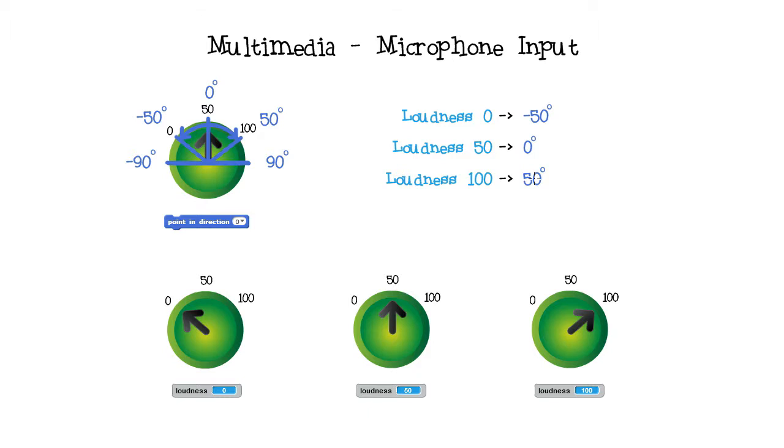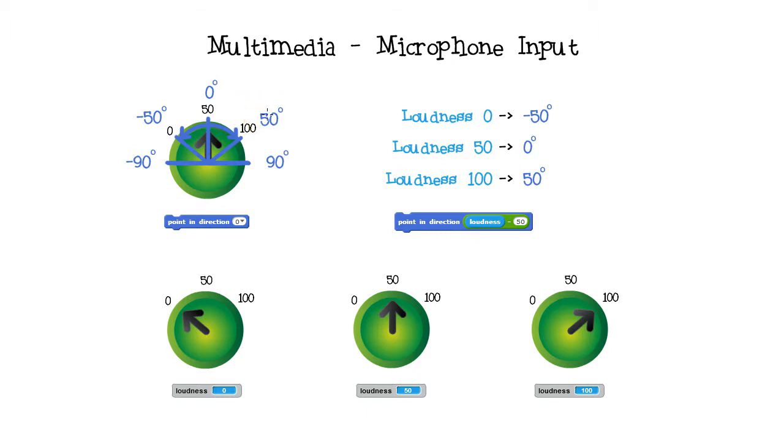Subtract 50 from the loudness. 0 minus 50 is negative 50. 50 minus 50 is 0. 100 minus 50 is 50. Only need to point in a direction by taking loudness and subtracting 50. Again, a 0 loudness minus 50 gives me negative 50 for degrees. 50 for loudness minus 50 leaves 0 degrees. Loudness of 100 minus 50 leaves 50 for 50 degrees.